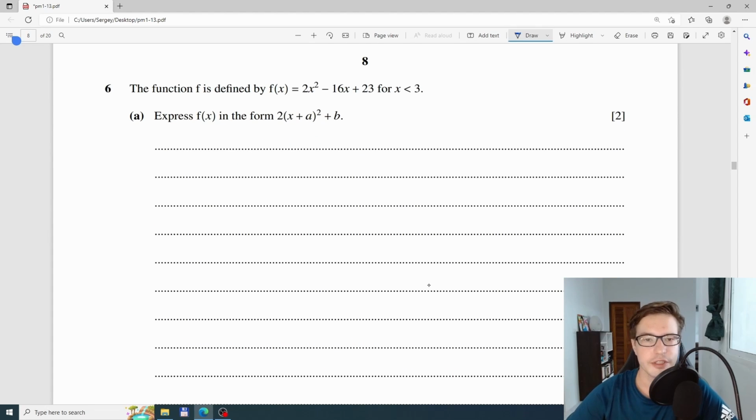We'll have to complete the square. Let's just copy the question. 2x squared minus 16x plus 23. And we have a very standard technique for that. Whenever we have something in front of x squared, I take this something out of the bracket. So I'll get 2 times x squared minus 8x plus 23. And then I will complete the square inside those square brackets.